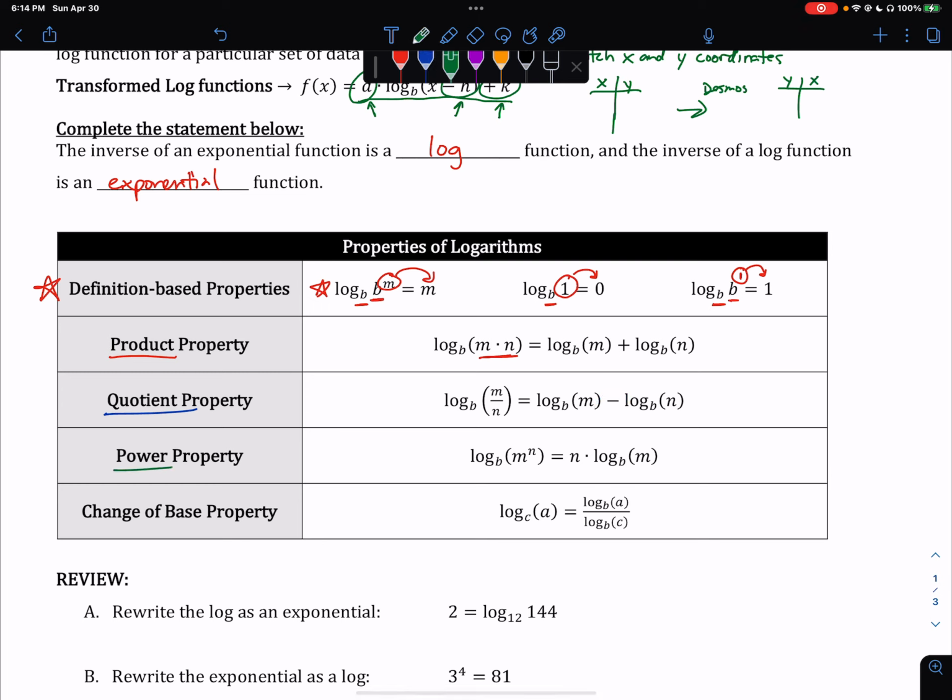Power property means there's a power, there's an exponent. So if my log base and my big base don't match, then that exponent can just be put in front, which is what we see on the right side here.